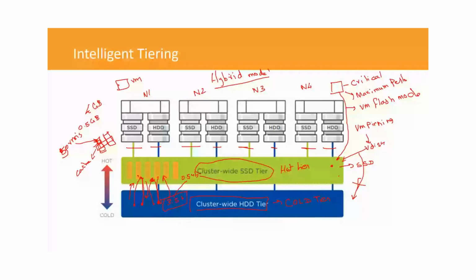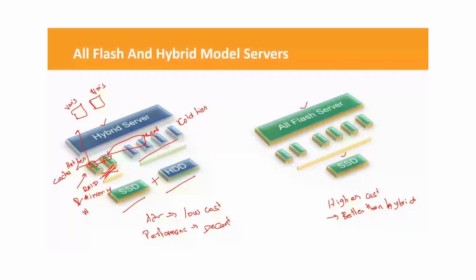But I said there is a requirement. I have a critical VM, and I cannot keep behavior like this. For that critical VM, I need to change the total behavior, because for that particular VM I want to keep the data sitting at the hot tier always. How? By using the VM pinning option. So how does this VM pinning work?